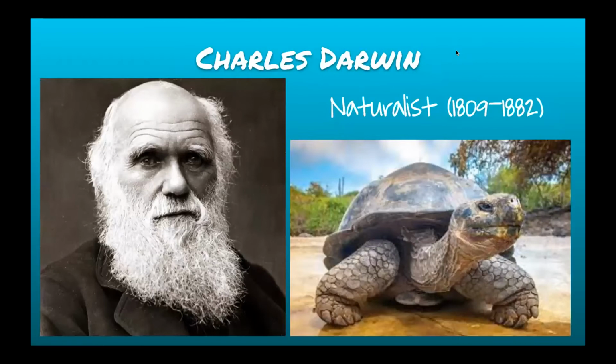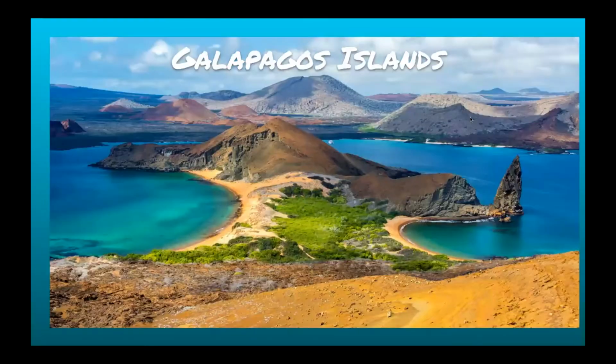So who came up with all of this? Charles Darwin was a naturalist. He lived from 1809 to 1882, and he is probably the most famous naturalist in history. He studied in the Galapagos Islands, and he studied a bunch of different animal species and noticed different changes amongst those species. So here is where he was in South America near Ecuador in the Galapagos Islands.